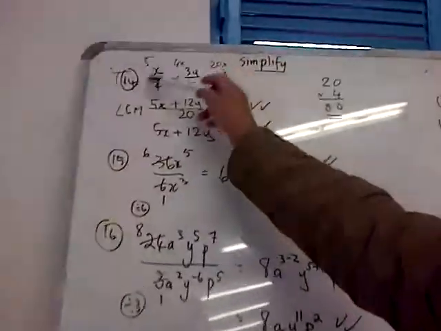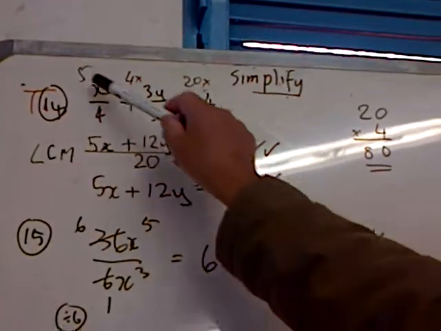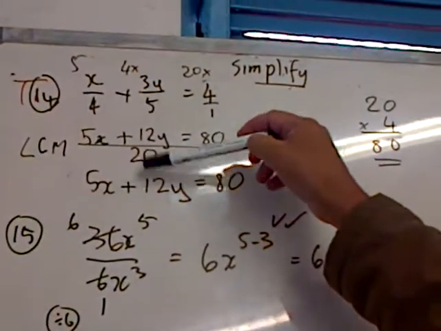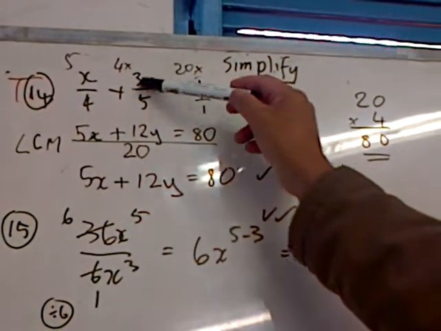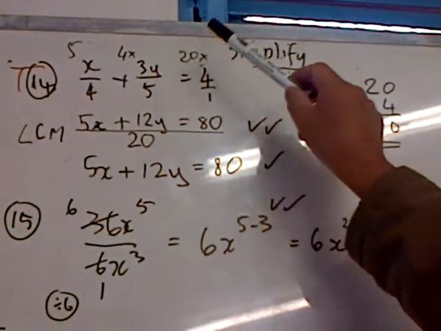Okay, here you have to just simplify it here. Find your LCM. It's 20. 4 goes there 5 times x. 5 goes there 4 times 3 is 12y. And then 1 goes into there 20. 20 times 4 is 80.